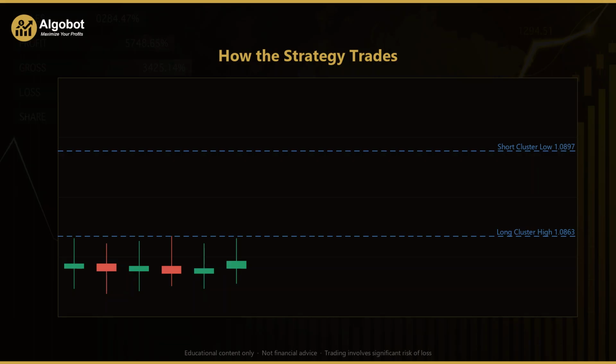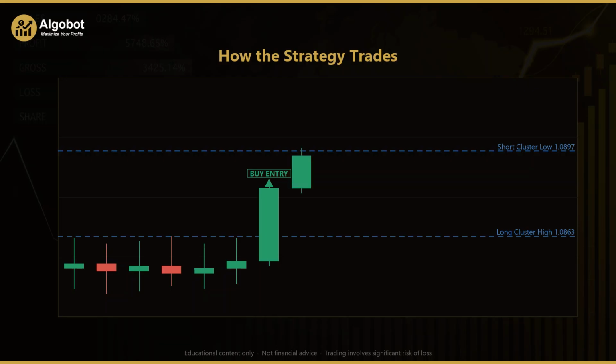With the default settings, it needs at least 3 spinning tops inside a 6-bar window, and this cluster easily clears that. The strategy now marks the fence of this pocket, the highest high across the window, and that upper edge is the long cluster high line you see drawn across the chart. Nothing happens yet. The strategy is deliberately patient, sitting inside this zone of balance and refusing to guess.